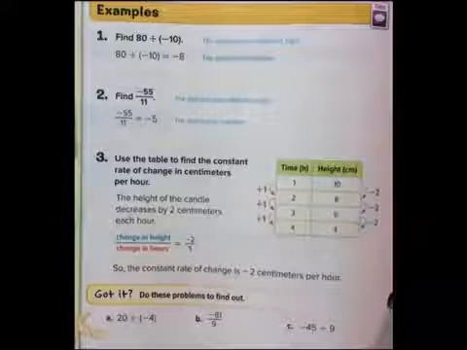Let's do the bottom division problems. Okay, 20 divided by 4 is 5. But it's a negative. See? Different signs, positive and negative. Therefore, because they're different signs, it'll be negative. 81 divided by 9 is 9. But again, we have different signs. We have a negative and a positive. So it's going to be negative.